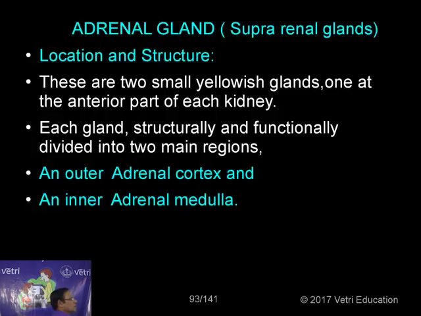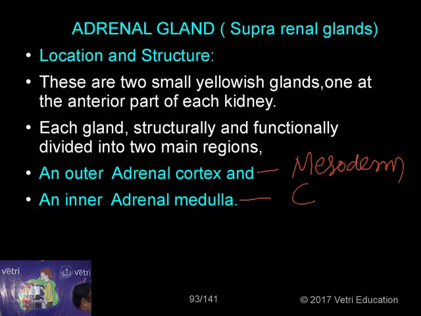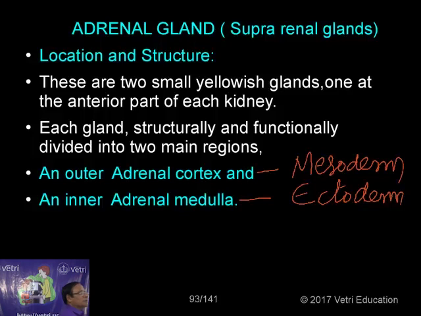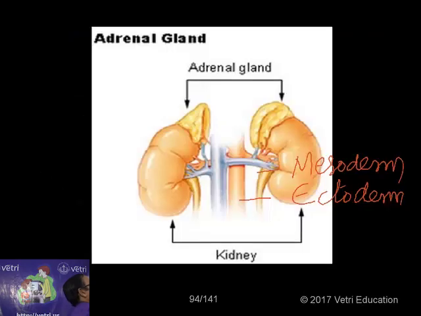For example, the adrenal cortex is formed from mesoderm, if you take the embryological origin. The adrenal medulla is formed from ectoderm. So though they are present together, embryologically these two glands are different. One is formed from mesoderm, the other from ectoderm. Also functionally and structurally they are different, and the arrangement of cells is also different.